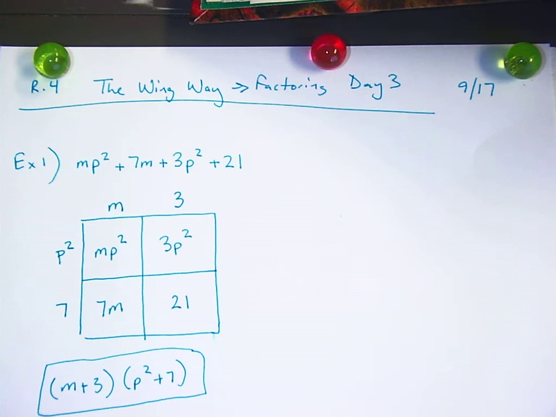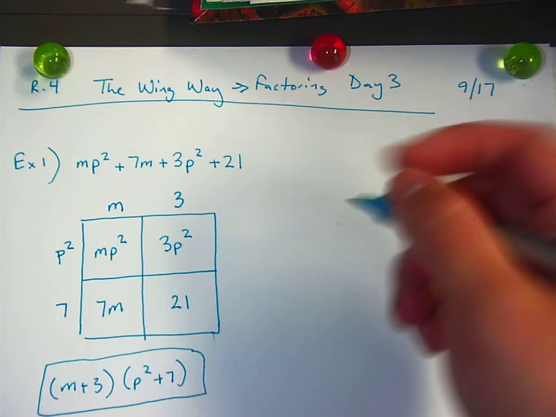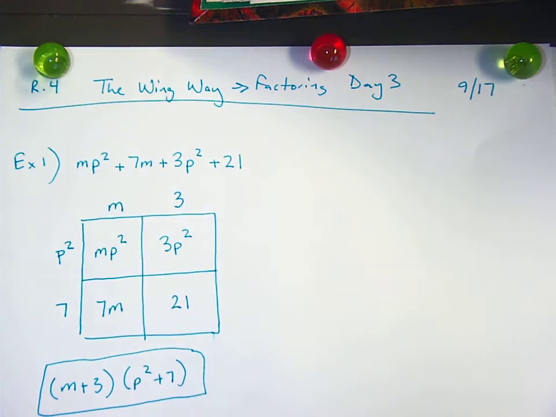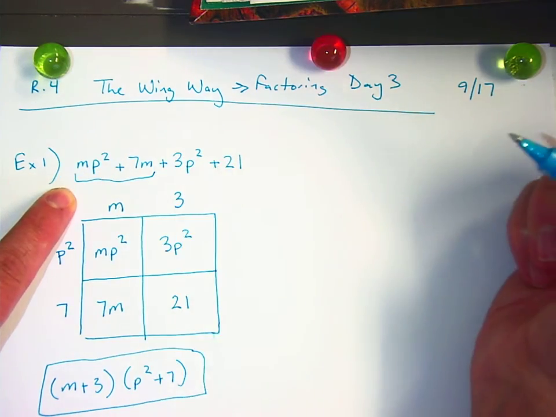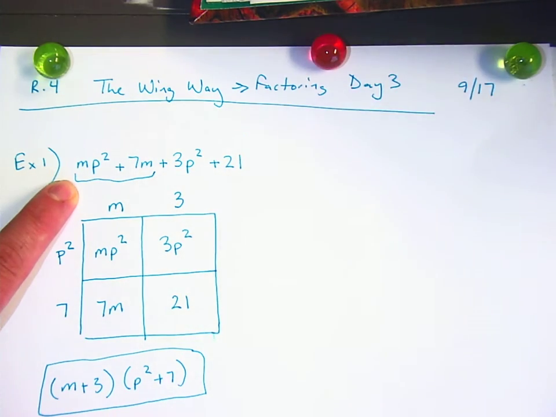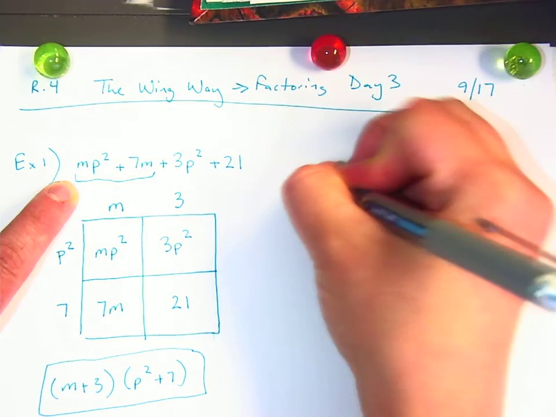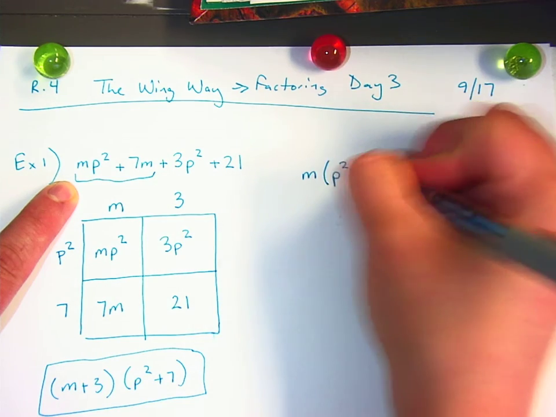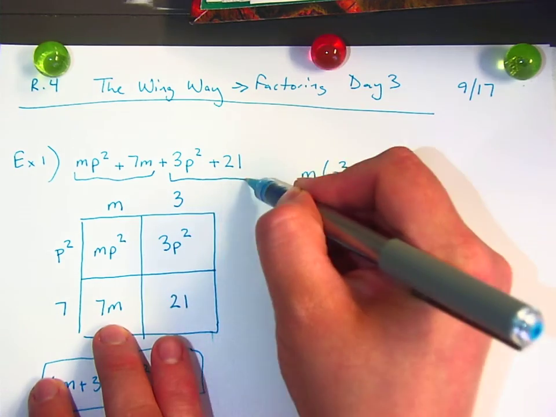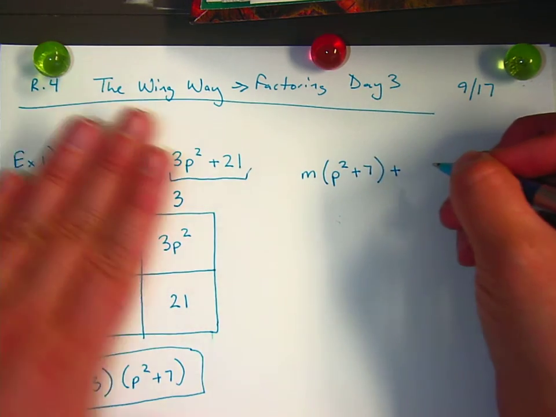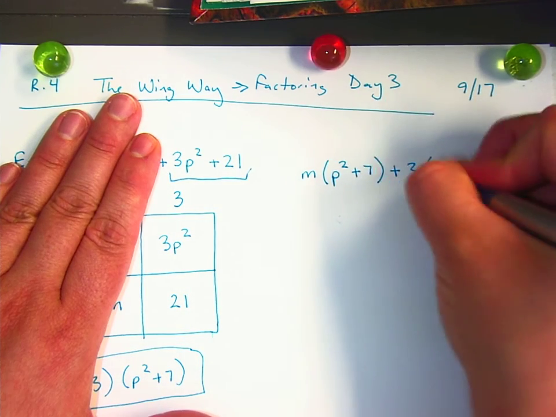Now the way the book teaches grouping, and probably the way Thorson taught you grouping, is to put two things next to each other that seem about the same. So here's how you, and you can write this down or not write this down, I don't care what you do. For the first two, what could you take out of the first two together? Like if you're going to do backwards distribution. An m, so I'd write m parentheses p squared plus 7 plus, and then what could I take out of the last two together? A 3, and I'd be left with p squared plus 7.